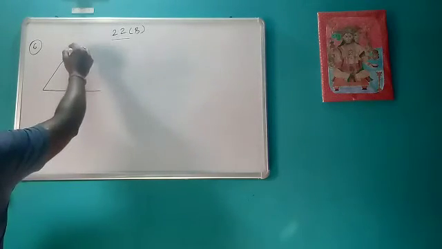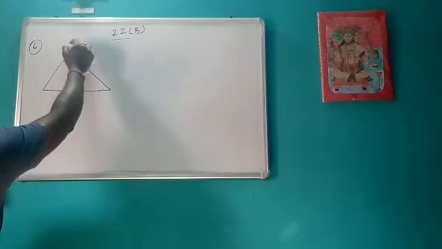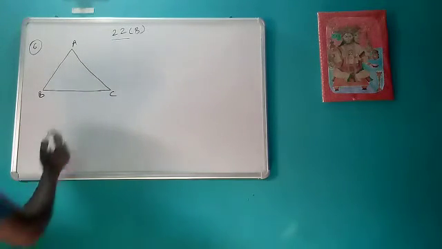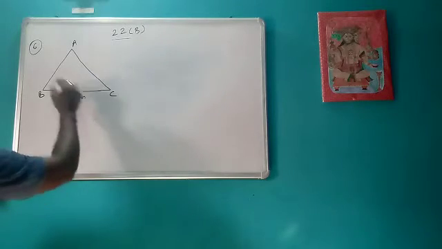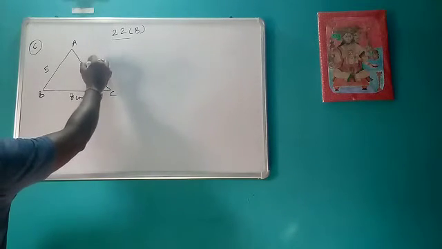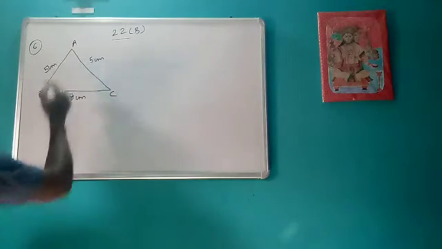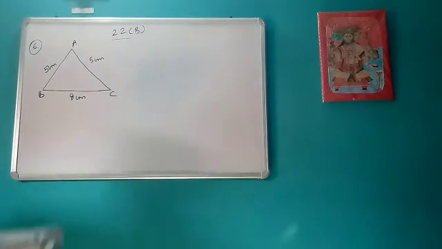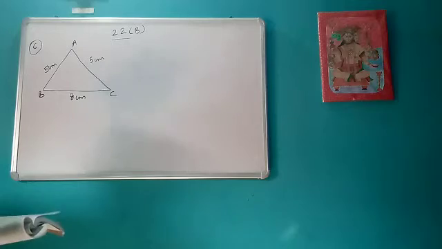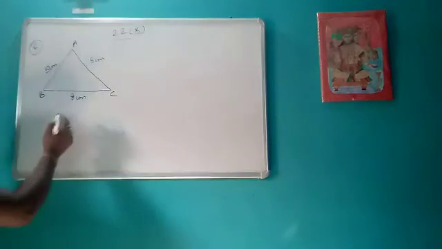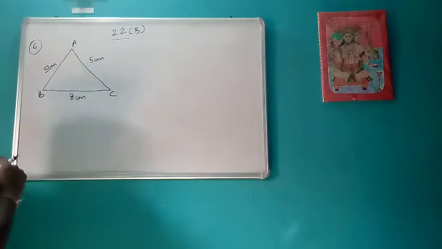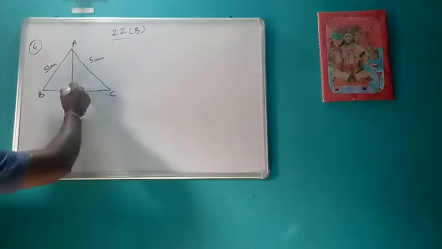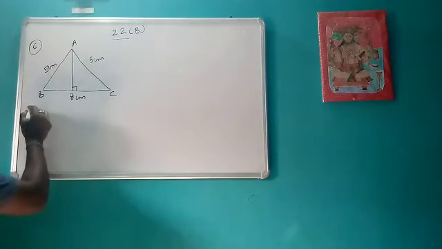ABC is an isosceles triangle in which this is 8 centimeter and the unequal sides are 5 centimeter and 5 centimeter. Now in this we have to calculate the value of sine B, tan C, sine square B, like this. So in these types of questions, whenever an isosceles triangle is given, what you will do? You will first drop the perpendicular from the vertex to the unequal side.